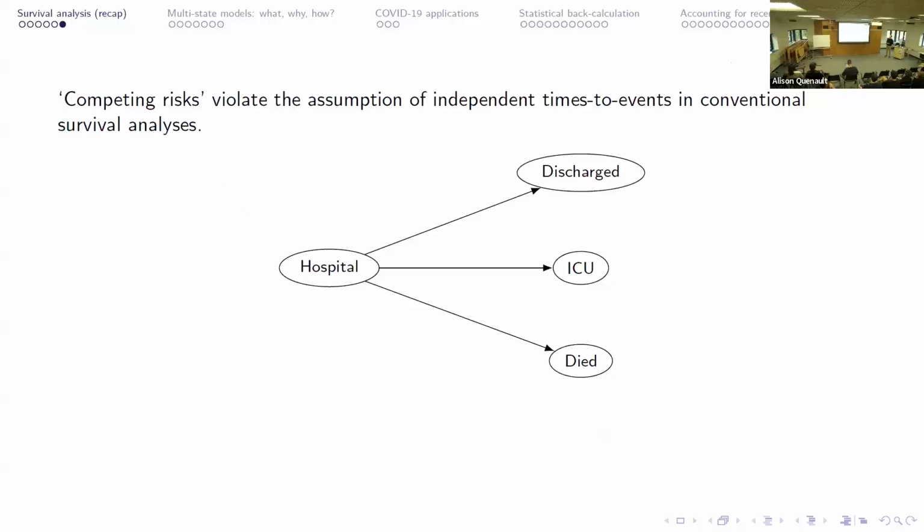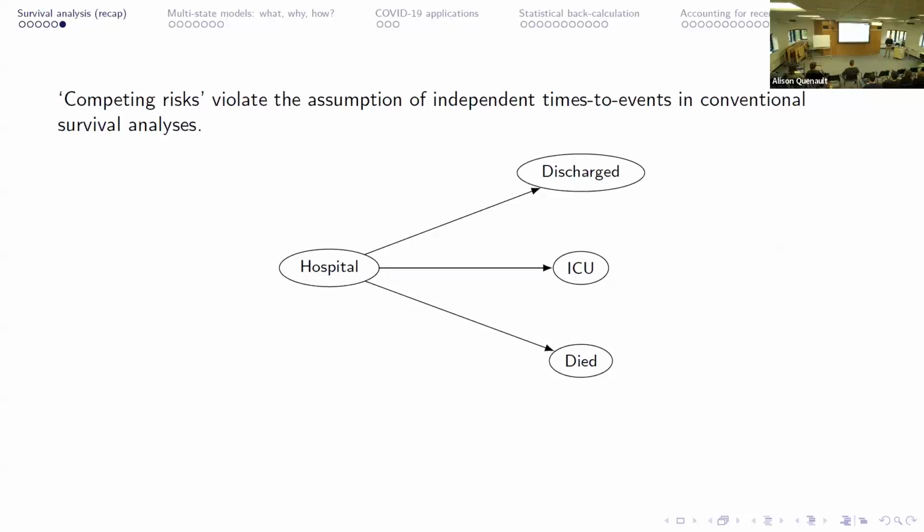All well and good until we get to competing risks, which make us have to rethink again. So competing risks actually violate the assumptions that we use when we're dealing with time to event data, because they're no longer independent times to events. If previously we were looking at time from hospital to discharge, and somebody gets admitted to ICU and we no longer have any information about them, then obviously the hospital to discharge is not reflective of the population who've been admitted to hospital. We need to somehow account for that.